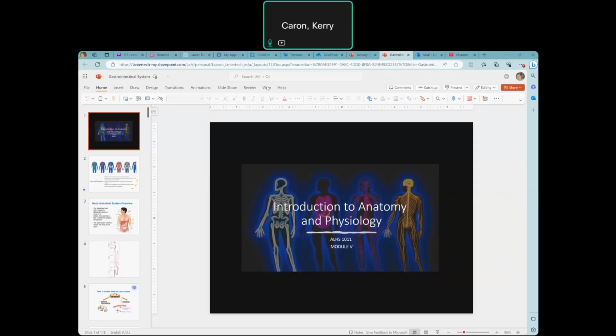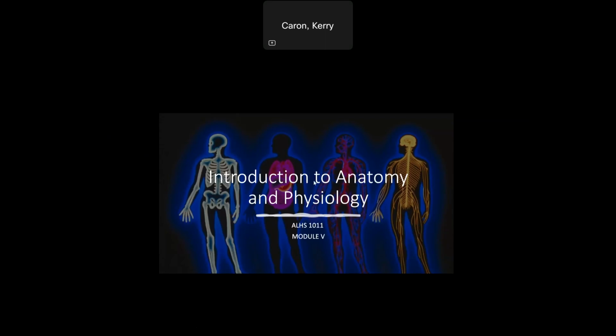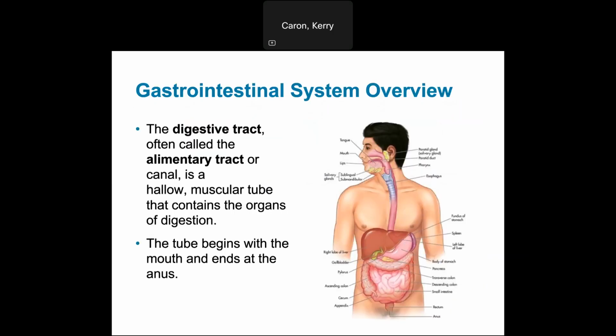This is ALHS 1011, and this is Module 5, the digestive or gastrointestinal system. Okay, here are our learning objectives for this chapter. Okay, the gastrointestinal system overview.